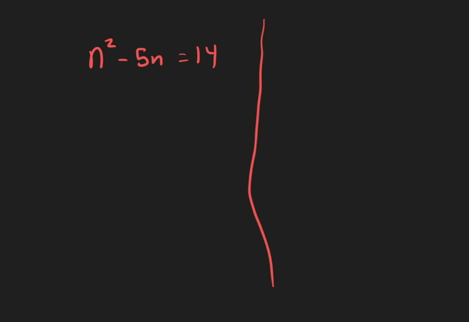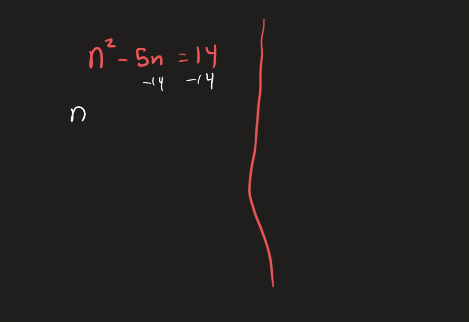What do we have to do first with this? Say it out loud. Standard form. Got to put it in standard form. So we have to get the 14 to the other side of the equation. How do I do that? I just move it. So say it. Subtract 14. I'm going to subtract 14 from both sides.